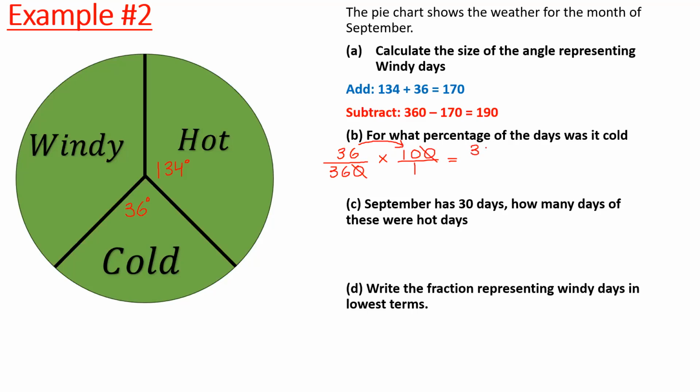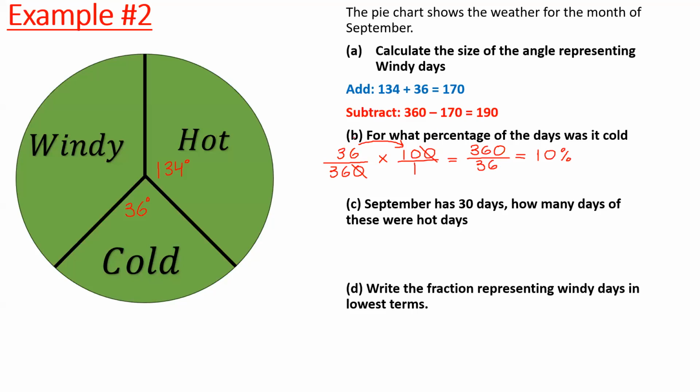360 all over what? 36. And 360 over 36 is going to be what? That should be 10. Easy. 360 over 36 is 10. So what percent is it? 10%. Very good.